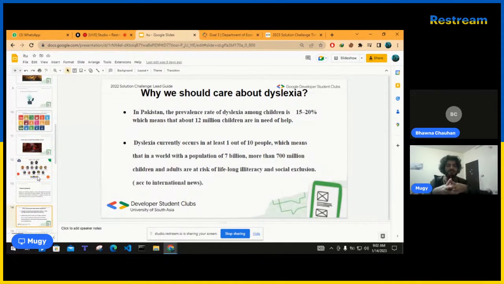Just look at the numbers, 12 million or 700 million. So again, I am telling you, if you're going to choose the idea or the problem statement, please care about those numbers. The numbers that are affecting the children, the people, our planet. So you have to care about this thing.